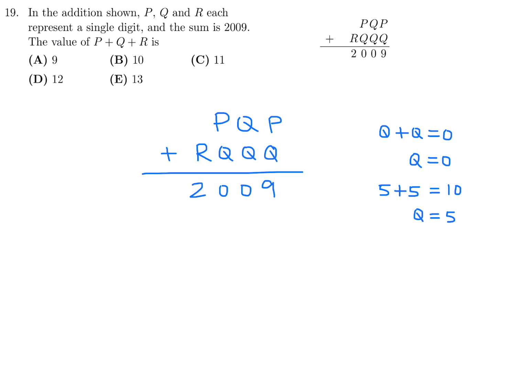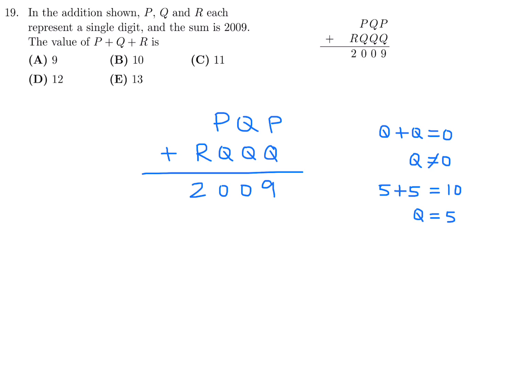If Q is equal to 0, then it will be P0, P, R0, 0, 0. So that means P plus 0 has to equal 9, so P is equal to 9. And then 0 and 0, okay, that's great. But then this one, P plus 0 would be giving me a 9, but here there's a 0. So that doesn't work. Okay, no problem. That's what trial and error is all about. So that means that Q does not equal 0. Q must equal 5.